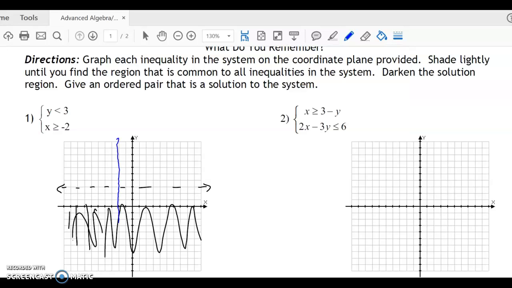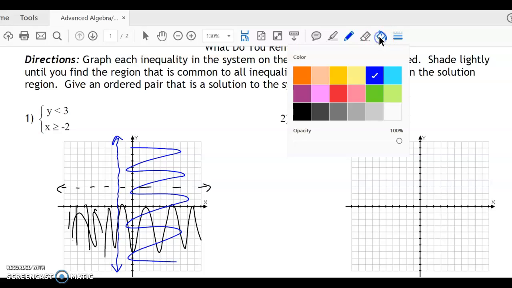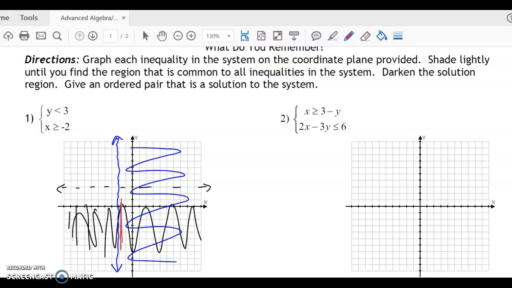X is greater than or equal to -2, so if we go to -2, that would be the line at -2. It's a solid line because our x values can actually equal that line. Greater than that would be to the right. So our final answer would just be this shaded region. We want to shade everything up to the dotted line of y equals 3, including the solid line of x equals -2. If we pick any point in this red region, it will satisfy both inequalities.